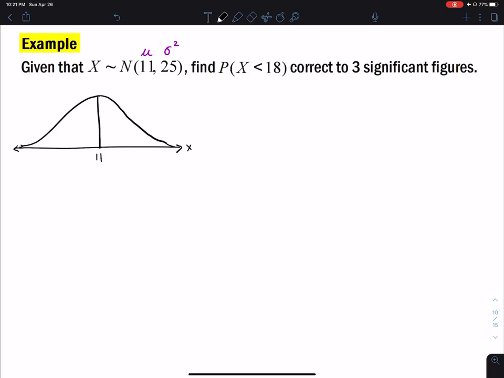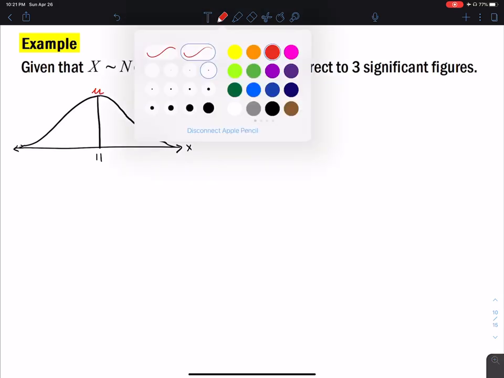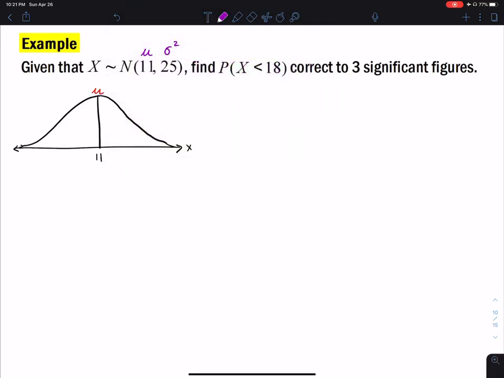Okay, so what I like to do is put mu at the top. That's a Greek letter that represents mean. And I place the 11 there because that's what's given. Now the second piece that I want to include in my little picture is the probability and the x value that we're looking at specifically. So like right here, we're looking at 18. So 18 is definitely to the right of 11.